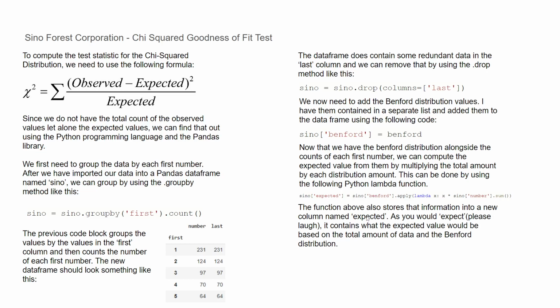The function above also stores that information into a new column named expected. As you would expect, please laugh, it contains what the expected value would be based on the total amount of data and the Benford distribution. Please laugh, seriously. I worked hard on that joke.